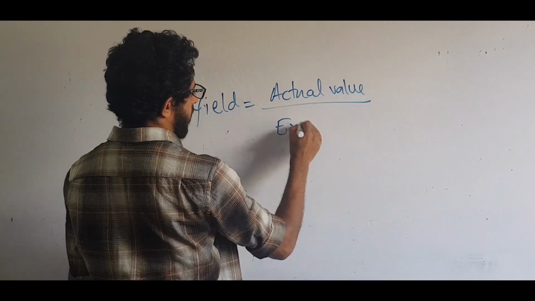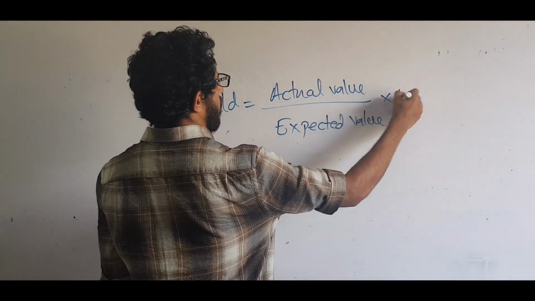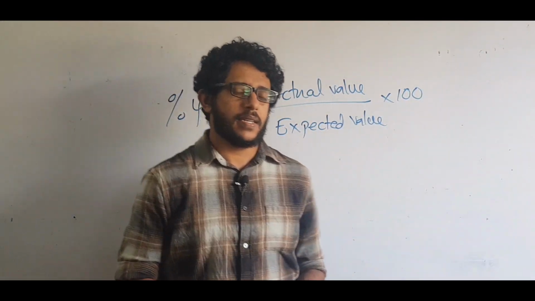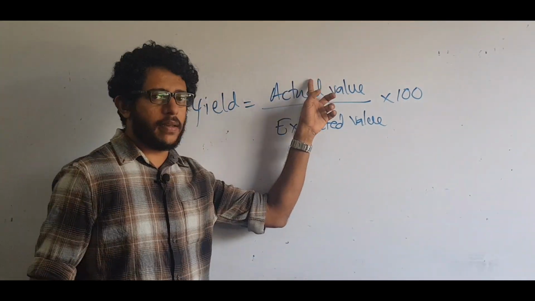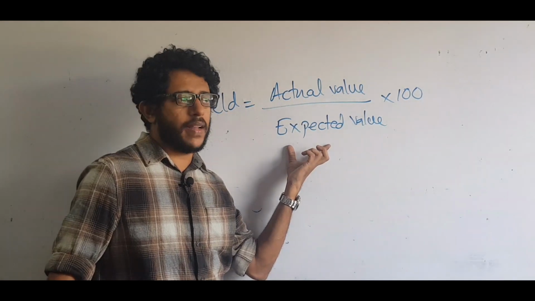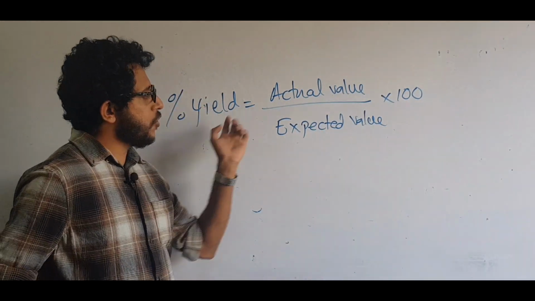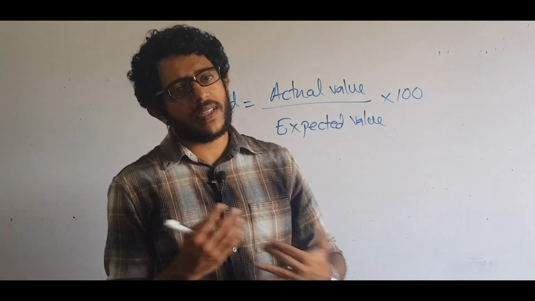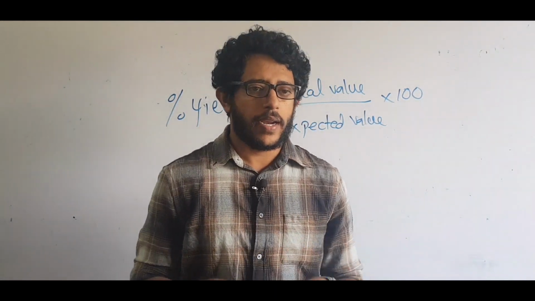So, percentage yield means, simply, the actual value divided by the expected value, or we can sometimes say the theoretical value, times 100. That is what we call the percentage yield. In calculations sometimes you will be given the actual value and you have to find the expected value and then find the percentage yield. Sometimes you will be given the yield and the expected value, and then you will be asked what is your actual value. This percentage yield comes in MCQs as well as the writing part.